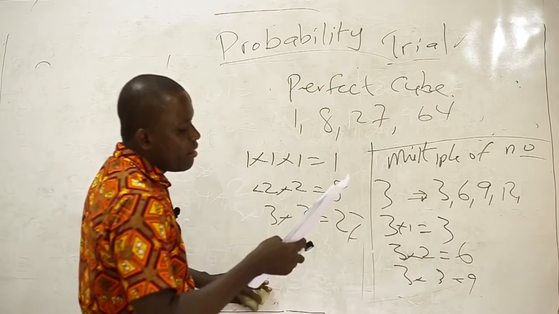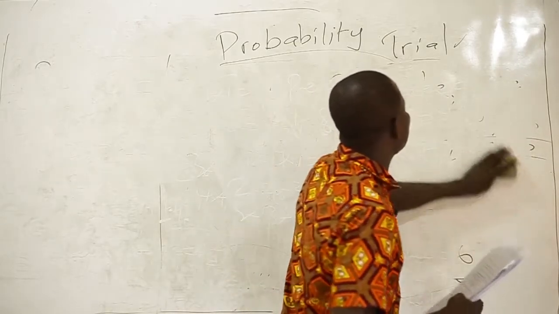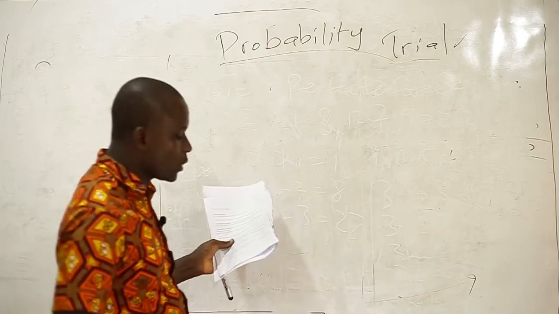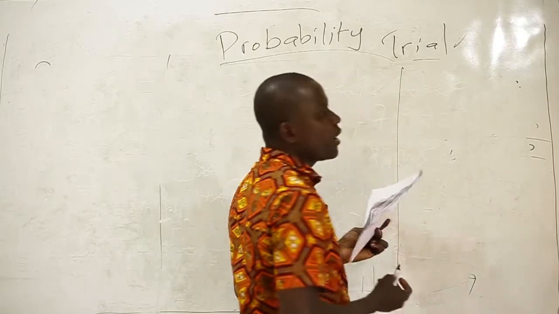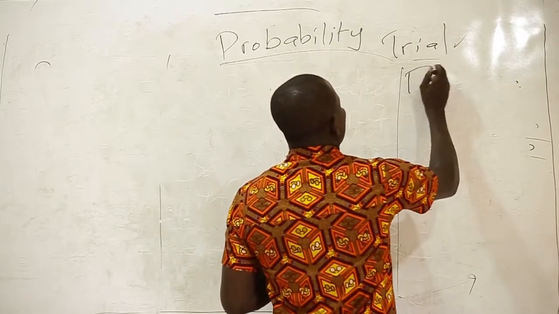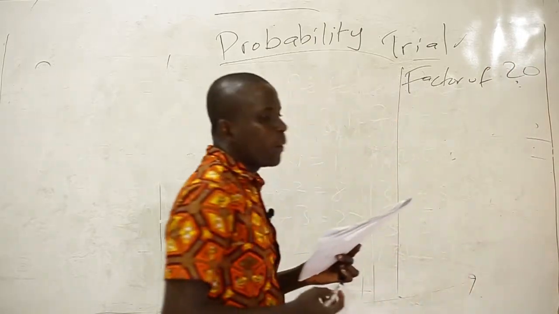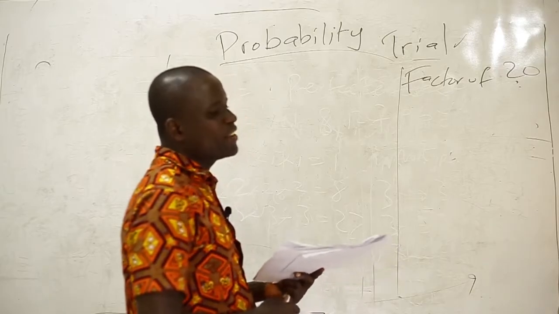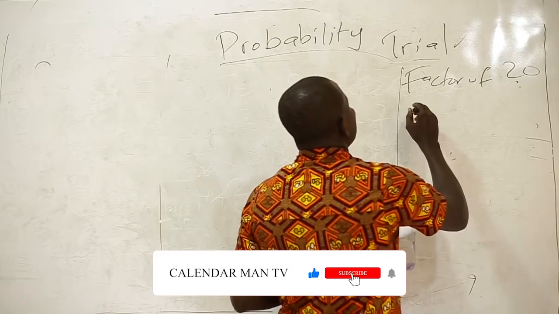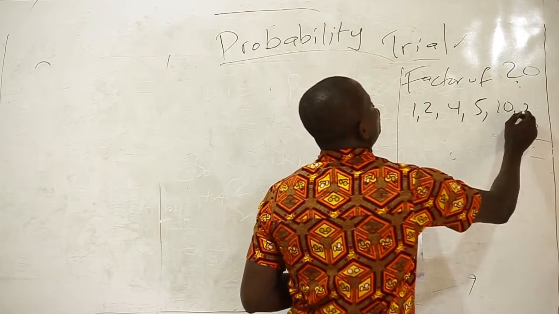Then we have factors of numbers. This is where one has to be very careful because you'll be doing what we call algebraic expressions, and the factors will come in again. So factors of numbers are numbers which can go into that number without remainder. So for example, what are the factors of 20? Sometimes it is very difficult for you to know, but I'm going to show you a simple trick. Factors of 20 are 1, 2, 4, 5, 10, and 20.